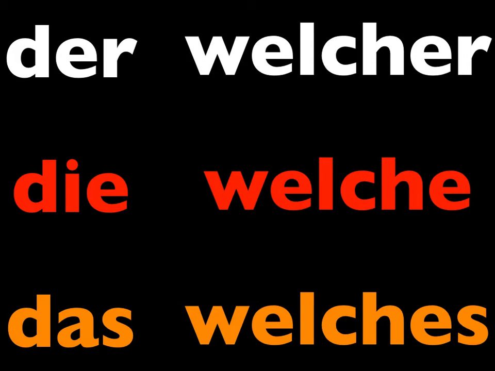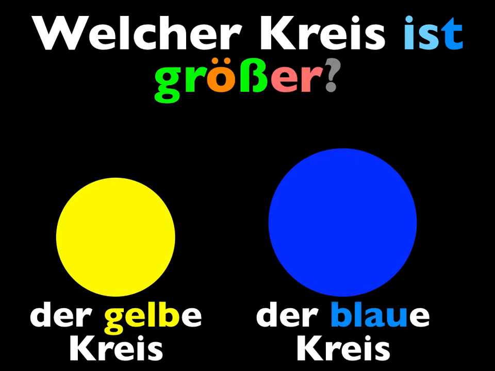Well, here's another word that works the same way. The word for which, as in, which house is yours, or which car is that. The word is welcher for masculine, welche for feminine, and welches for neuter. Of course, in the middle, welche for plural. I'll be using this word in questions coming up. I'm going to be asking you about our geometric shapes, and using comparative, I'm going to say, for example, in this case, welcher Kreis ist größer? Which circle is bigger? And I'll continue the question by saying, der gelbe Kreis or der blaue Kreis.